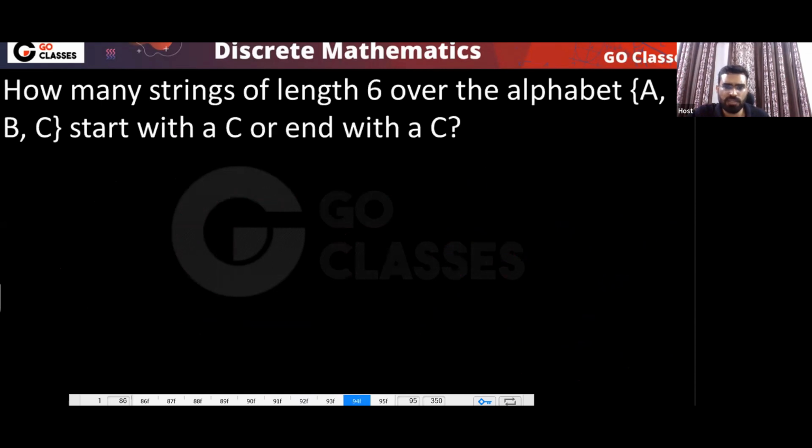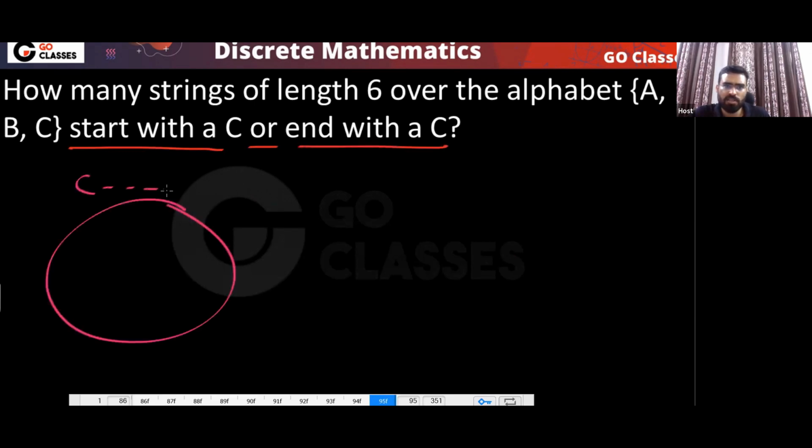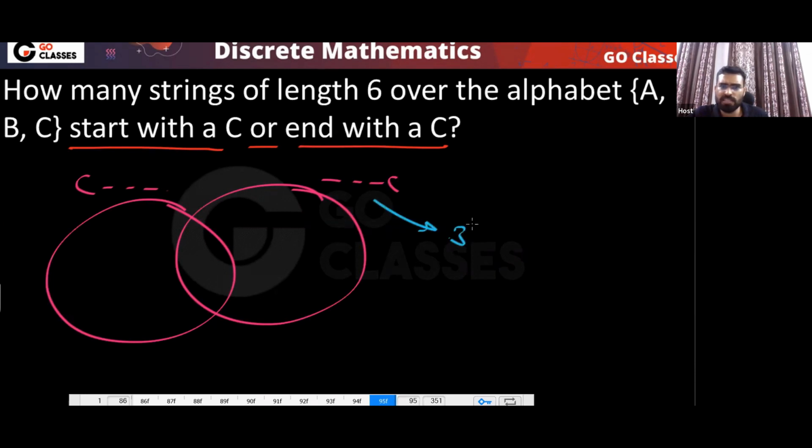Next, what is the answer for this? Start with C or end with C. Either you start with C, or you end with C. Is there something common? So first you tell me end with C. What is the answer for that? That is 3 power 5. What is the answer for this? That is also 3 power 5. What is this common area?